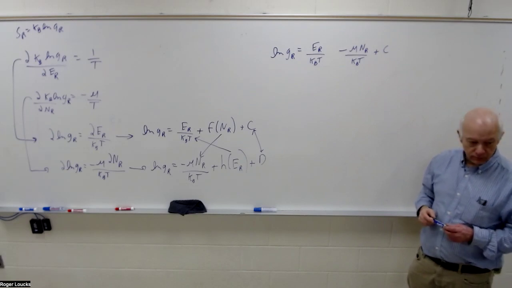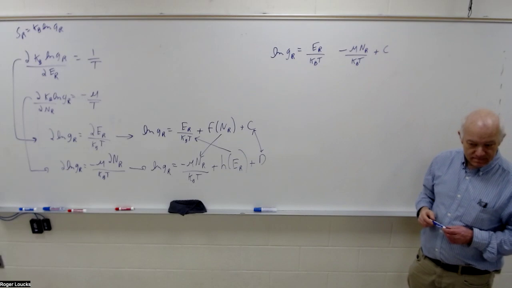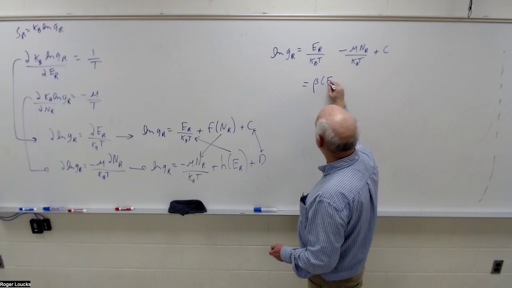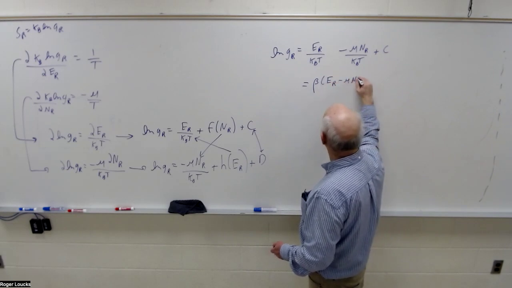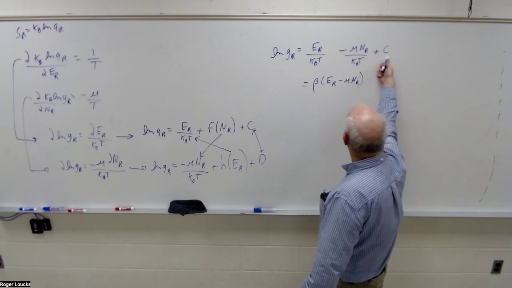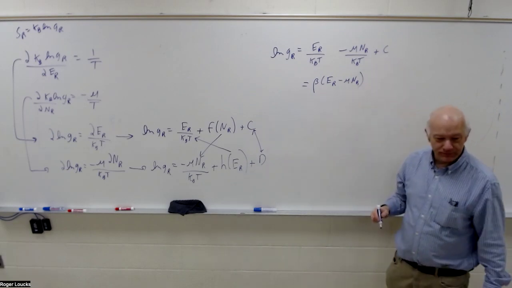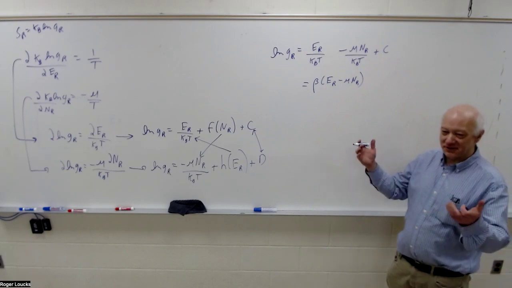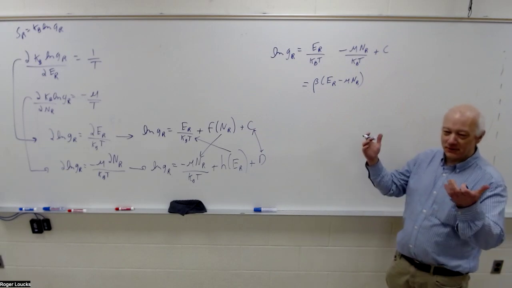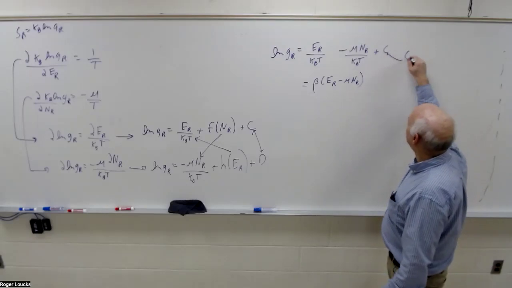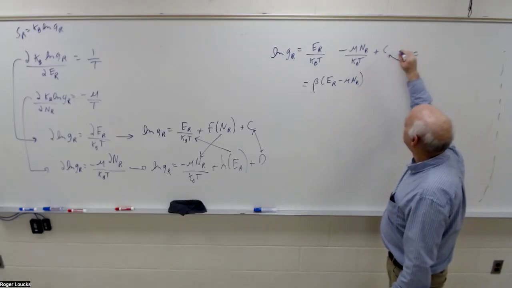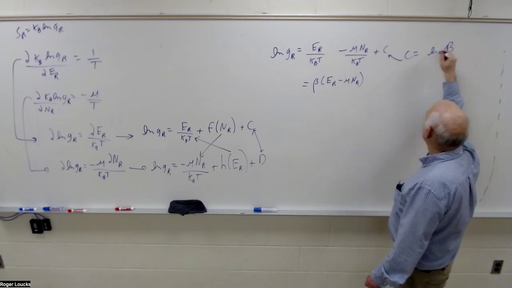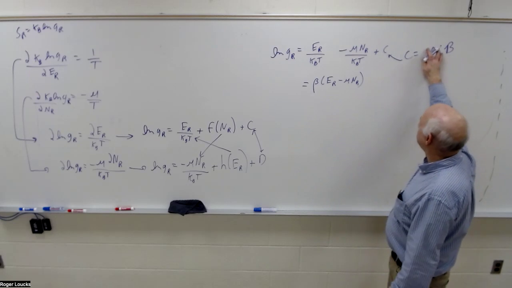Does that make sense? Now I'm going to write this in a slightly more user-friendly form. I'm going to write this as beta times ER minus mu NR. What would be a good way to write a constant? In terms of another constant, what other way might I want to write this constant? Yeah, the ln of a new constant, I'll say B, and I'm going to put a random minus sign in there. We're going to call it a plus sign.